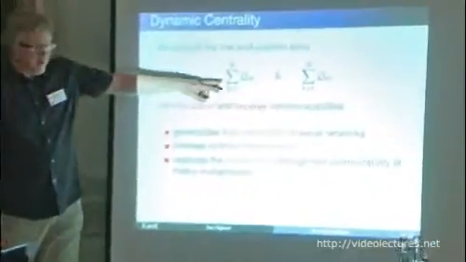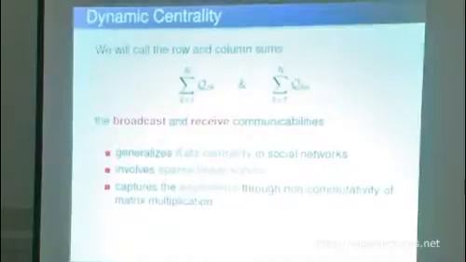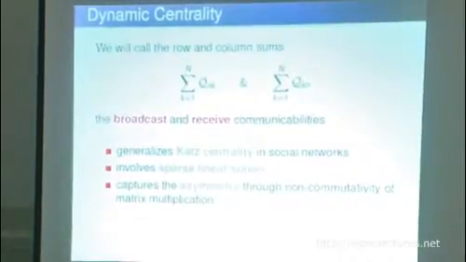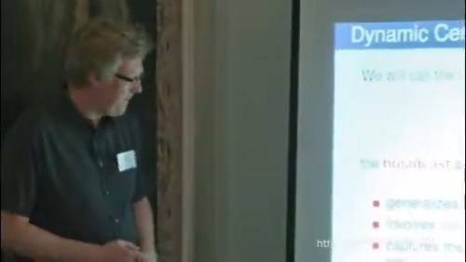So you can sum along the rows to see how well node n is communicating with all the other nodes in the network, and you can sum down the columns to see how well node n is receiving information from all the nodes in the network. So we call this the broadcast and the receive communicability. So it's like a centrality measure in terms of broadcasting, and then one in terms of receiving.